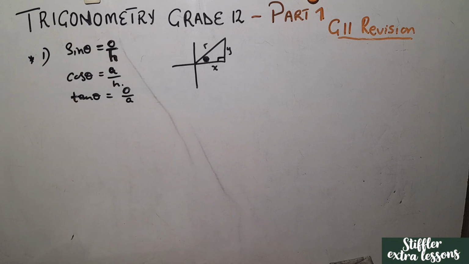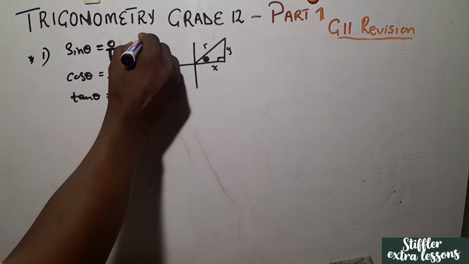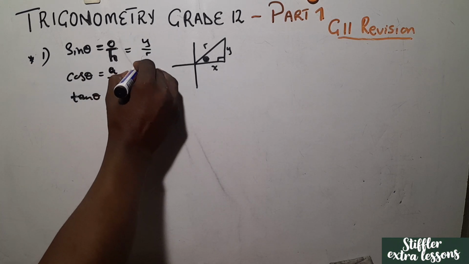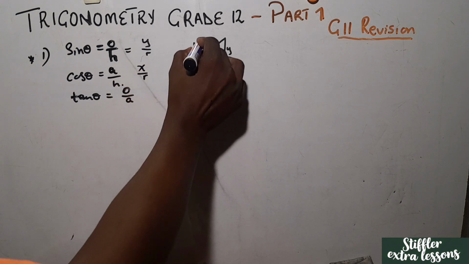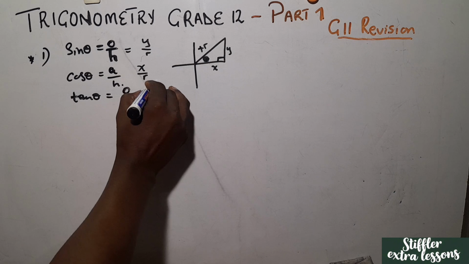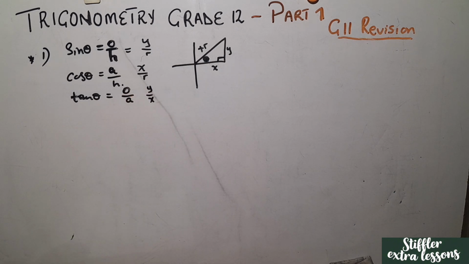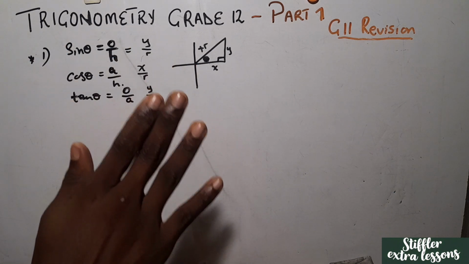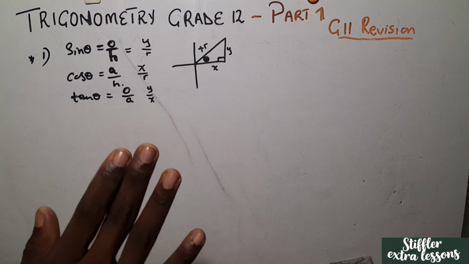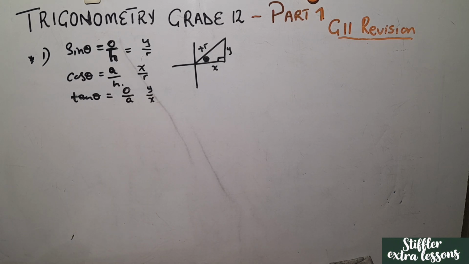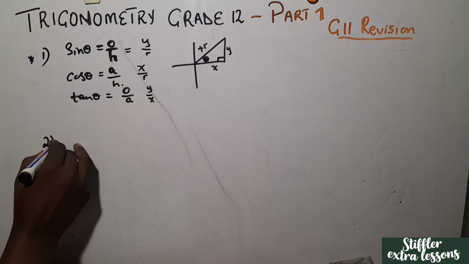So don't worry much. When you go to grade 11, we learned that sine theta is equal to y over r. Cos of theta is equal to x over r, where our r is always positive. And tan of theta is y over x. So that's our tool number 1. I want you to just know this, and I'll show you how to apply it. Just know this. Knowing this is enough. You know this, I'm sure. So let's go on to our second tool.